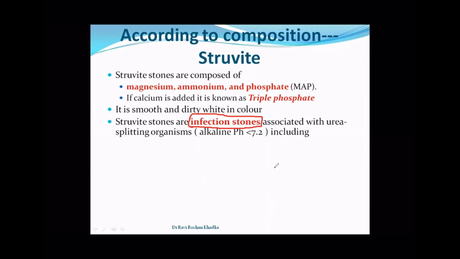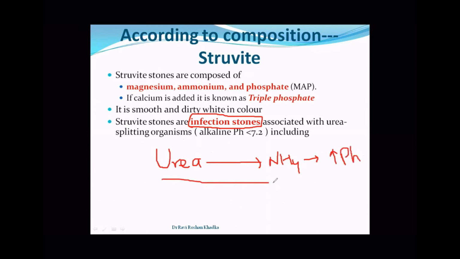The pH is increased by the urea splitting organism, like proteus. Whenever there's infection by these organisms, the urea inside the urine is split into an ammonium compound, and this ammonia causes the increase in pH. Whenever the pH is more than 7.2, it is enough to crystallize these salts like magnesium, ammonium, and phosphate, and can form the stone. Okay.